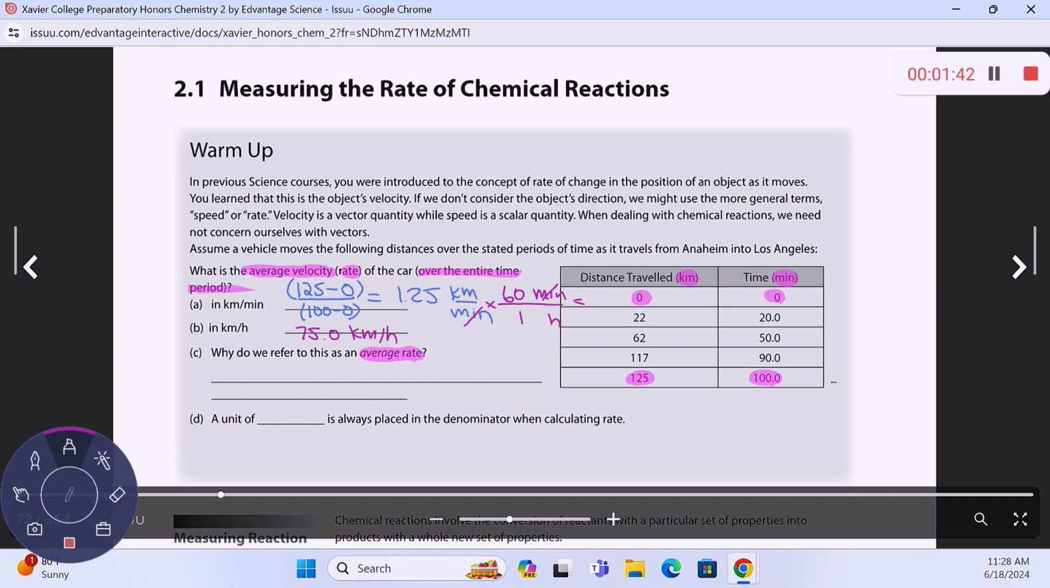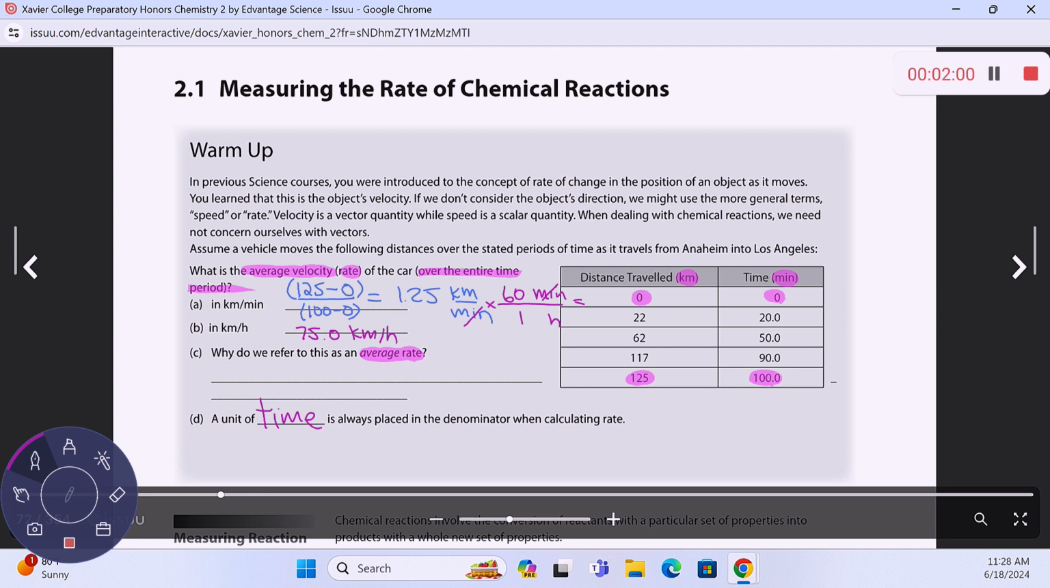Okay, so since we're talking about the average rate or the average velocity here, it's not changing exactly the same between each time increment that they have listed in the data table. So we're simply looking at it between the first and the last point. And then generally speaking, a unit of what is always in the denominator when you're calculating rate? Time.